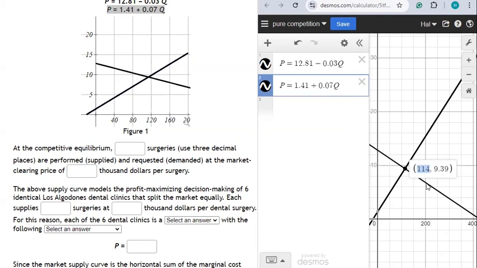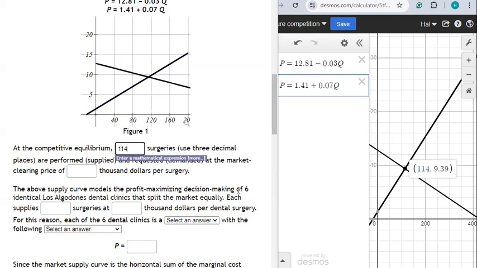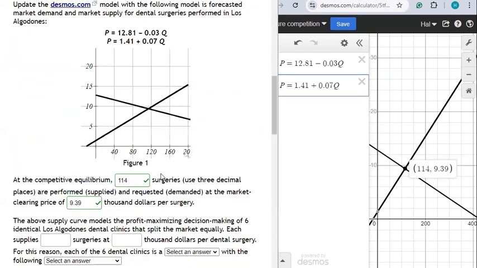That's quantity supplied and requested. Surgeries requested is quantity demanded. Surgeries performed is quantity supplied. There's 114 of them performed in this market per hour. And they're being performed at a price of $9.39 thousand. P is in thousands of dollars. So 9.39 is $9,390. We press enter to see if we got it right.